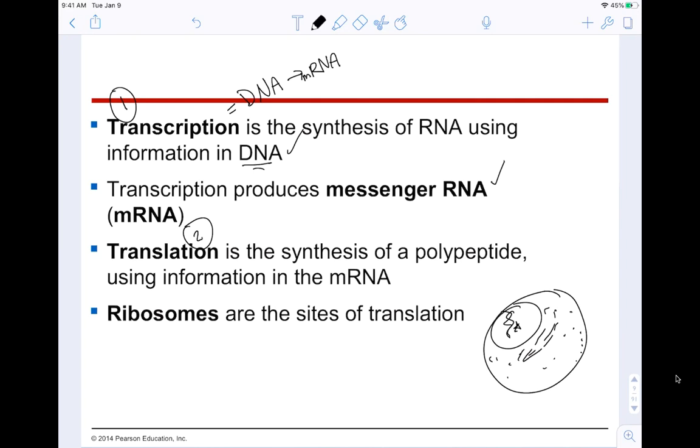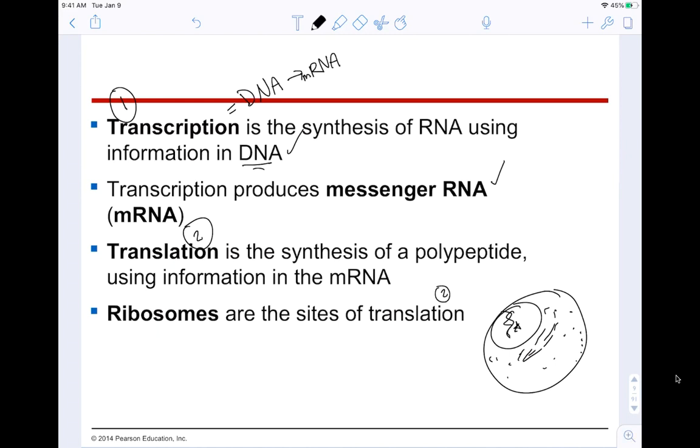Because remember, DNA is stuck inside the nucleus. That's not where the ribosomes are. So it's like playing a game of telephone, you have to pass along the information. That's exactly what's happening here. You're making a copy of the information and passing it on to the correct organelle. In this case, it's going to be a ribosome. So ribosomes are the site of translation, which again is step number 2.